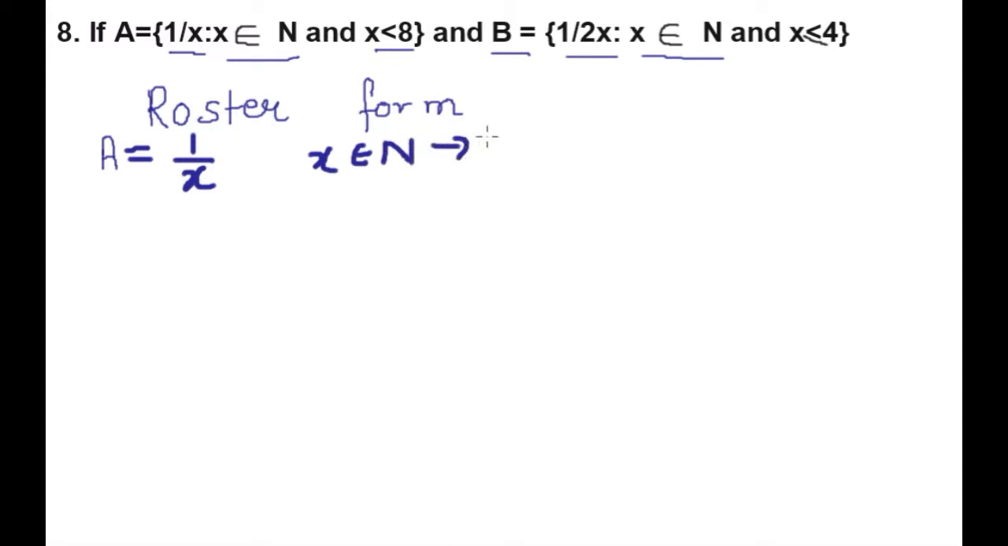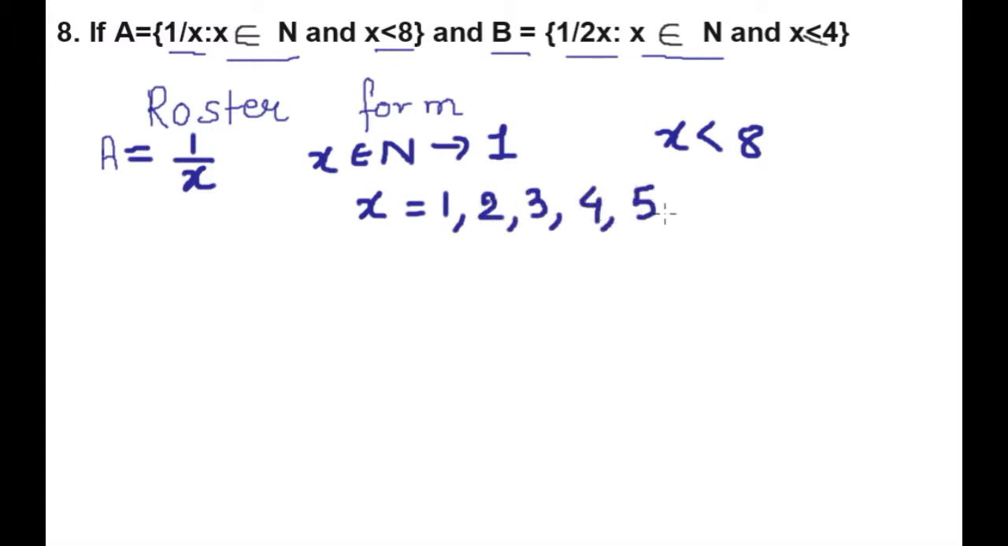Natural numbers start with 1 and x is less than 8. So x is equal to 1, 2, 3, 4, 5, 6, 7. Why 1? Because x is an element of natural numbers and natural numbers start with 1. So we start with 1 and go up to 7 because it is less than 8. So 1 to 7.